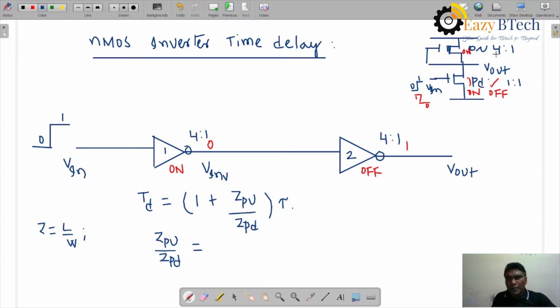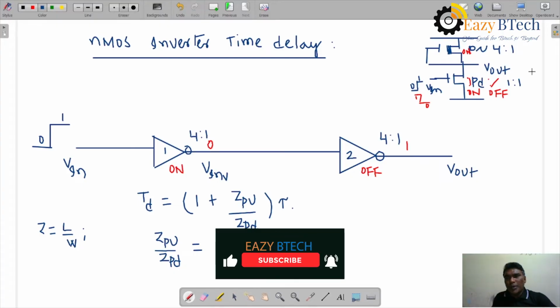The pull up pull down ratio should be maintained because there is a static current flowing through this one. Whenever it is connected in cascading, the output should drive the second inverter. In order to drive the second inverter, some length and width ratio should be maintained. So there is a pull up pull down ratio.